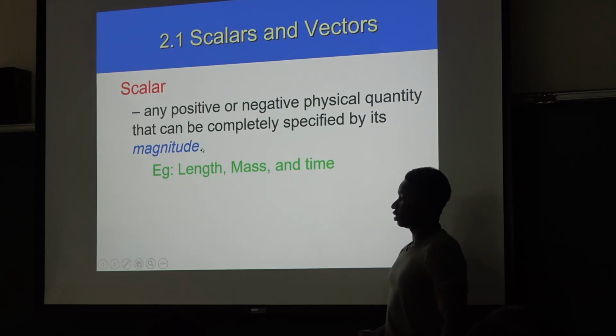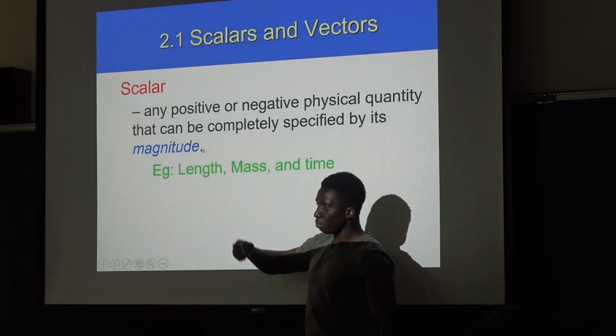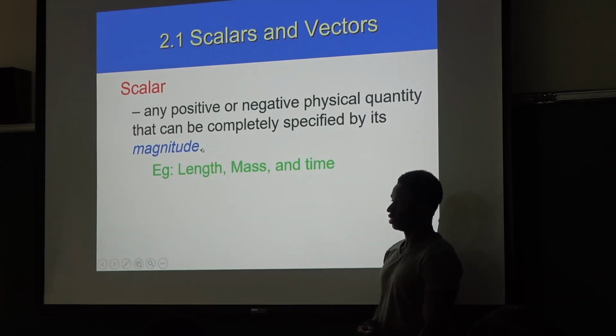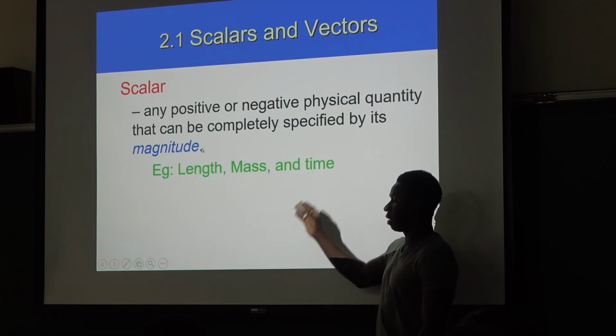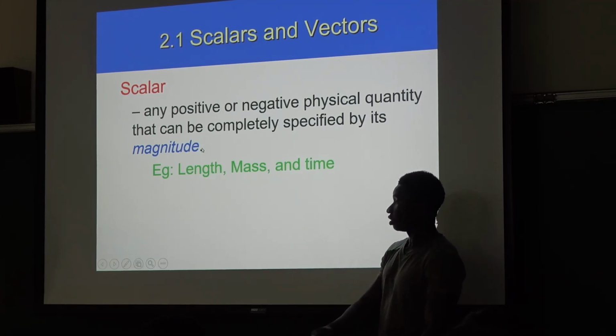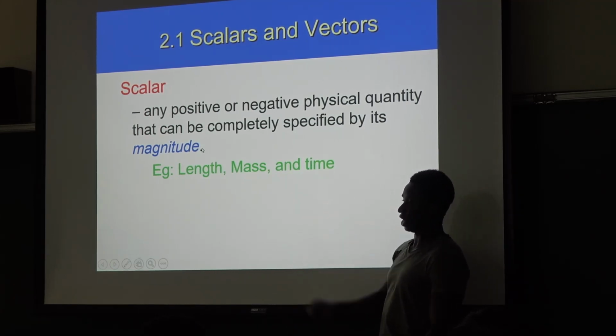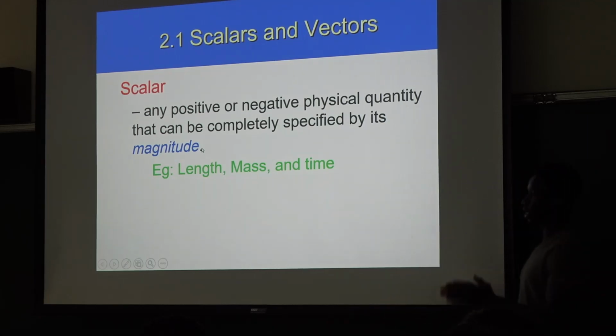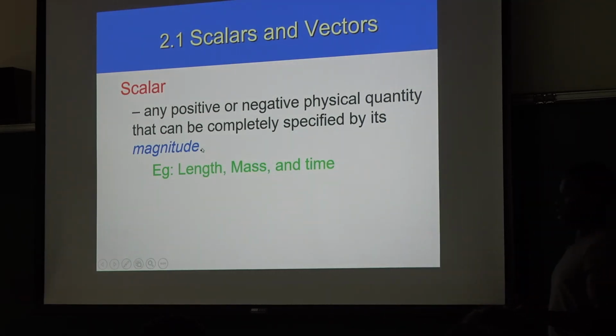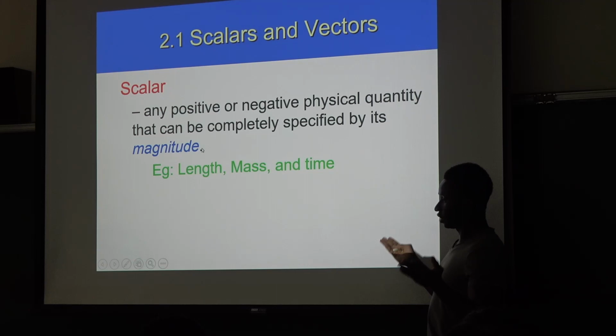For example, you can measure something by its length. Like you can say 10 centimeter, okay, 10 centimeter, but in which direction? It's just 10 centimeter. Mass, maybe in kg or grams, and also time, like second, okay? So the scalar will just give us a magnitude. It just tells us the size.